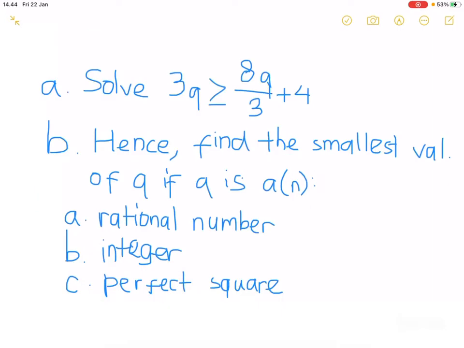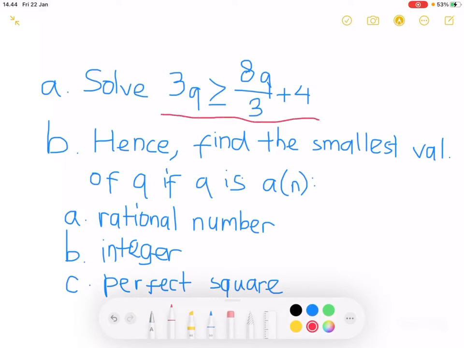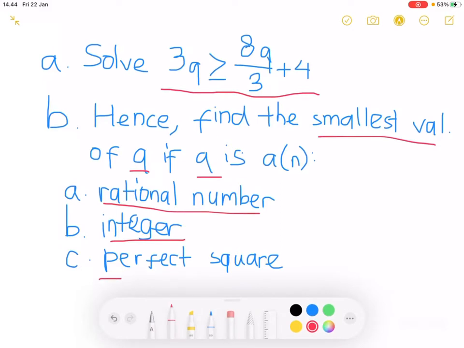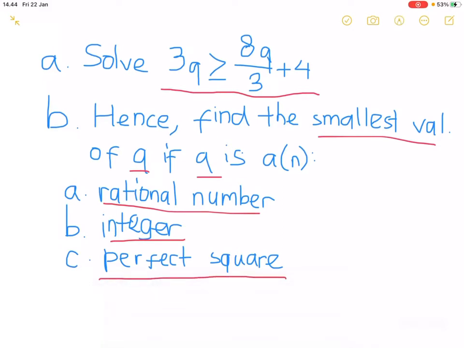Alright, so this is the second example. We're going to solve this inequality right here, and then next we're going to find the smallest value of q if q is a rational number, an integer, or, let's scroll down a bit, a perfect square. First we're going to solve this inequality right there.